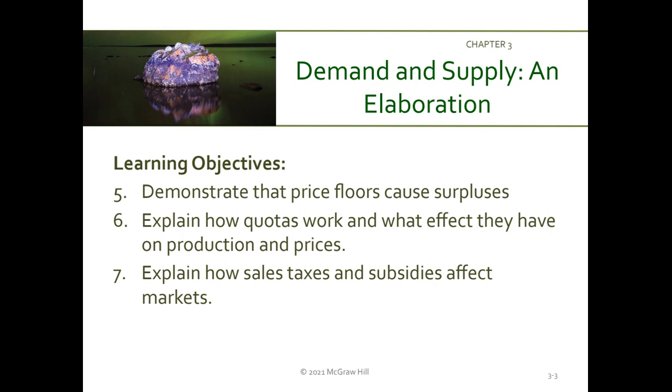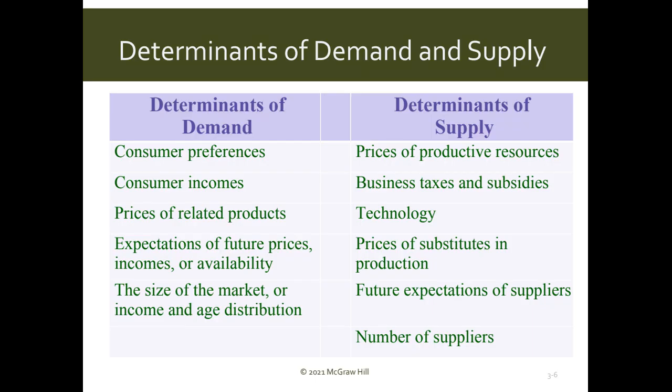The second topic, we talk about price controls. There are 2 types of price controls, price ceilings and price floors. So we'll discuss these 2 price controls as well. And then we will discuss quotas and sales taxes / subsidies. So these are basically 3 to 4 topics in this chapter. So let's start first by examining the determinants of the demand and supply curves.